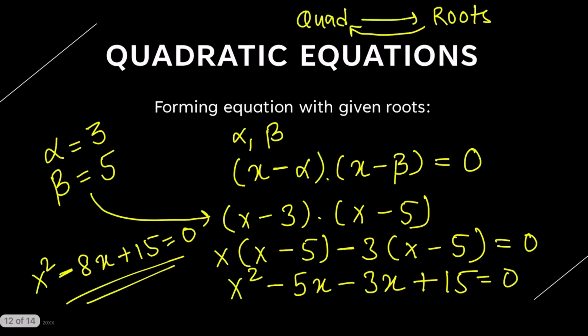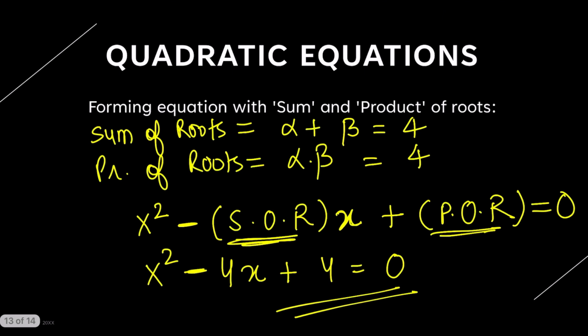So the first method is when two roots are given to you: we use x minus a and x minus b. But if the sum of the roots and the product of the roots are given to you, the formula is x square minus the sum of roots into x plus the product of roots is equal to 0. I hope these things are clear to you.